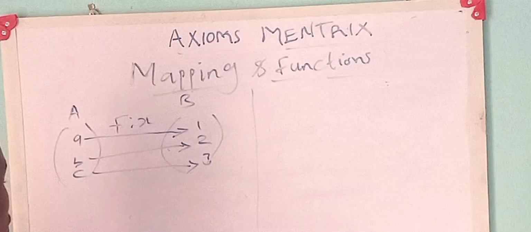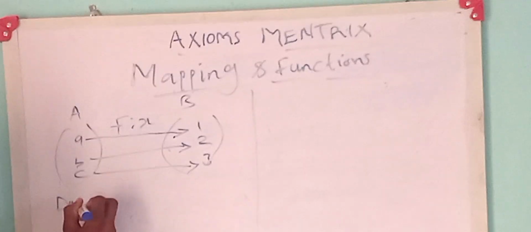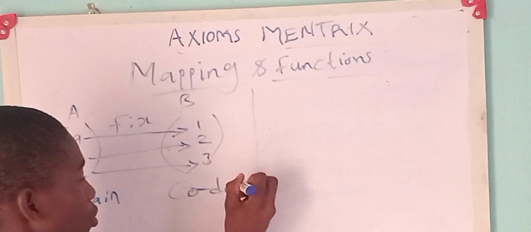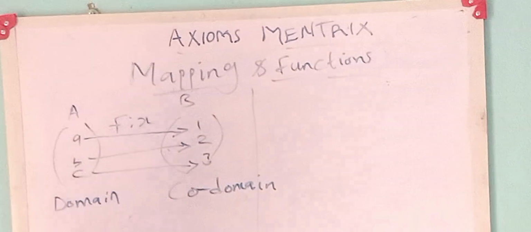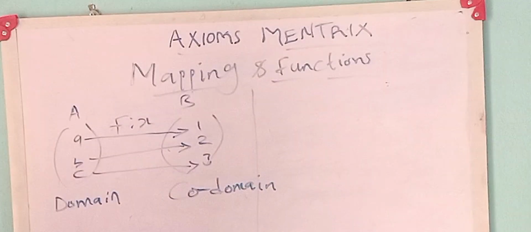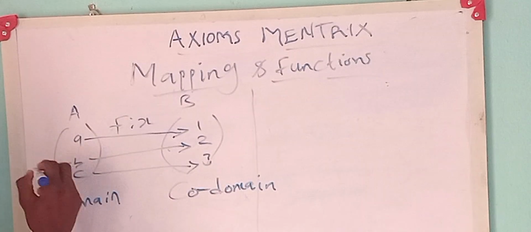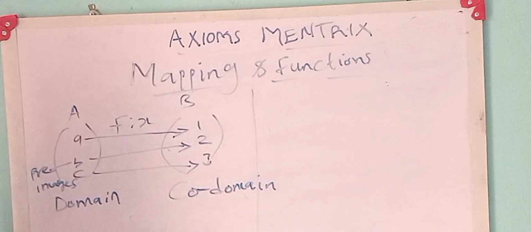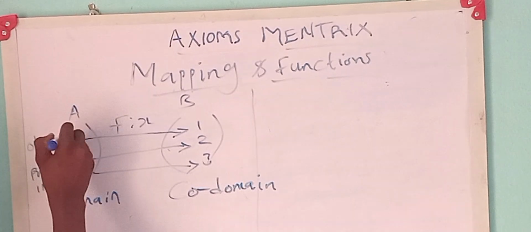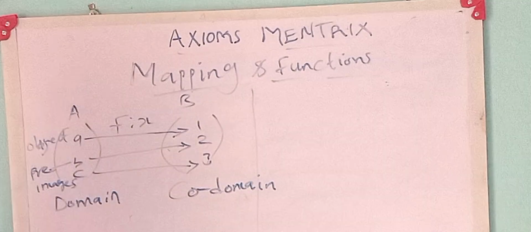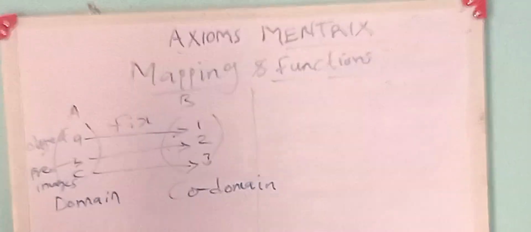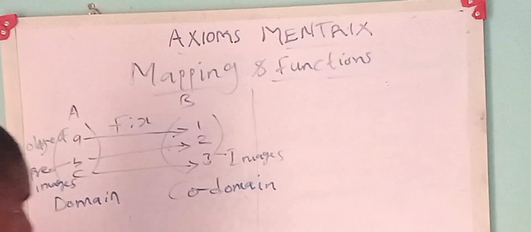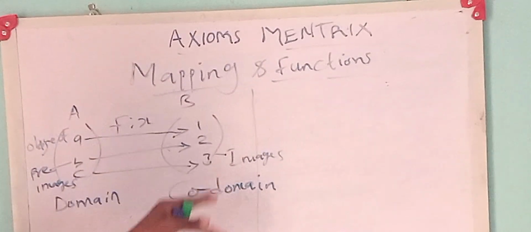If you look at the set, this part of the set is called the domain, and this part is called the codomain. We have the domain and the codomain. An element in this set is called the pre-image, or you say the object. All the elements in this set are called the pre-images, or the objects. While in this part, the elements are called the images.